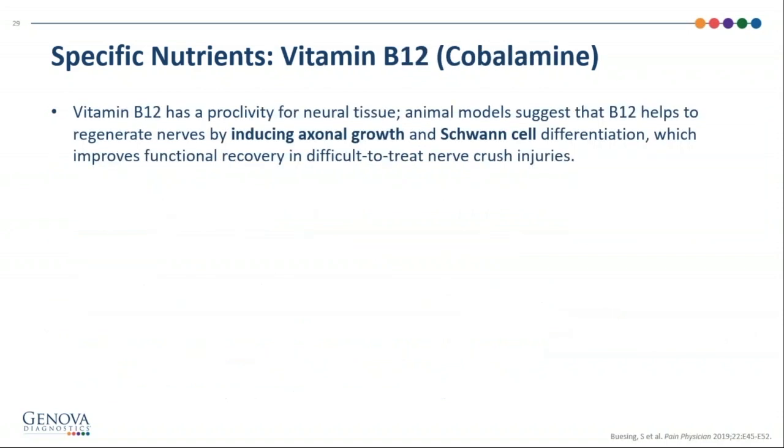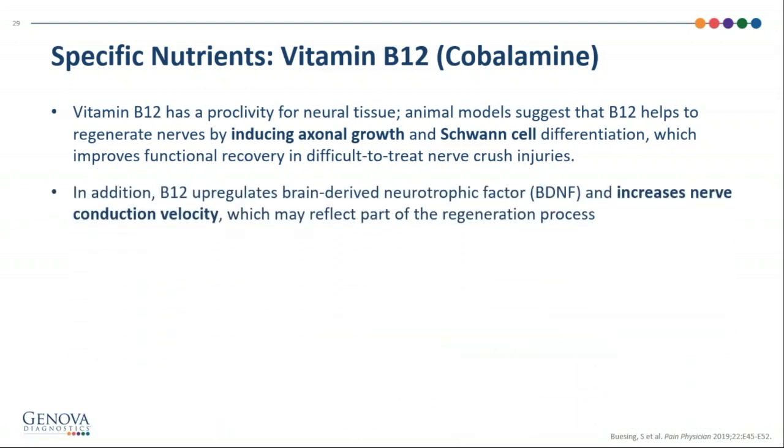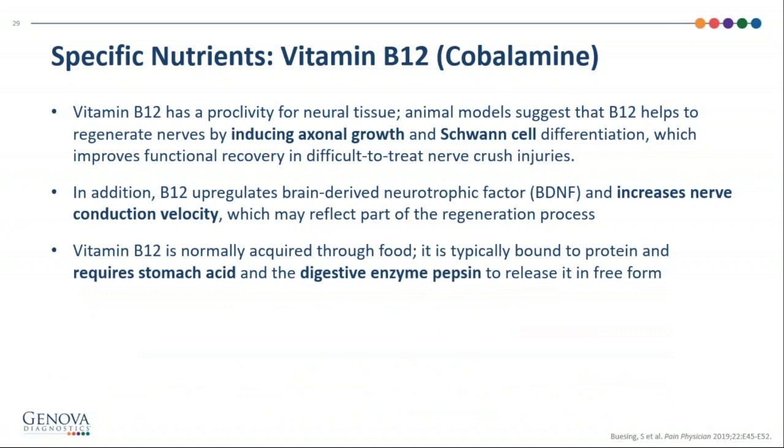B12 has been shown to be beneficial for many nerve conditions, and as you know, it's one of the first places we go when people have peripheral neuropathy. The reason for that is because B12 has a proclivity for neural tissue, so it's going to help regenerate nerves, and not just in axonal growth, but also in the Schwann cell differentiation. And this can be life-changing for patients who've had severe nerve injuries. This is a study that looks at B12 upregulating BDNF, the big nerve, which is the brain, which is so important, and also increasing nerve conduction velocity.